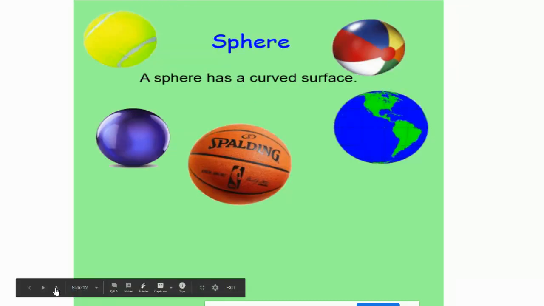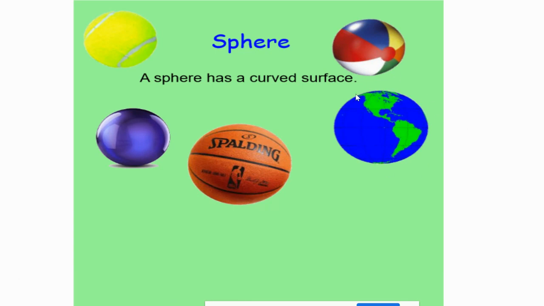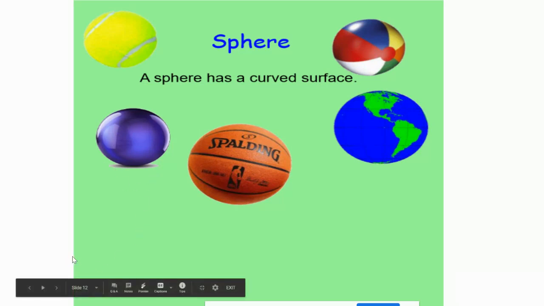All right, a sphere. A sphere has a curved surface. It's any type of ball, a beach ball, basketball, tennis ball, right? It has three dimensions and it has no flat sides. I just can't keep a ball still. It's going to roll.